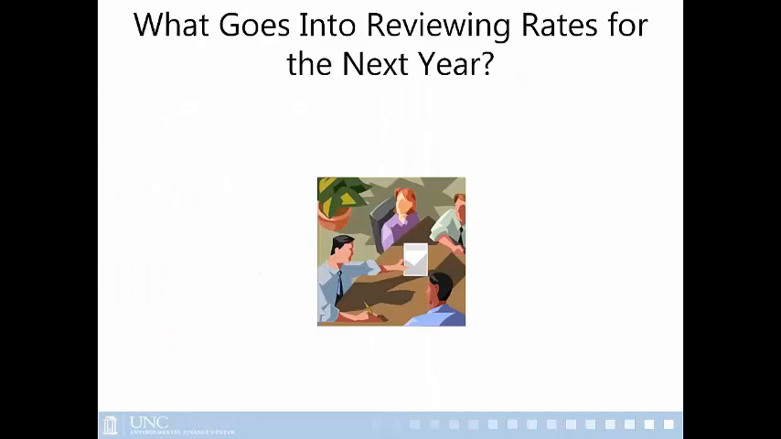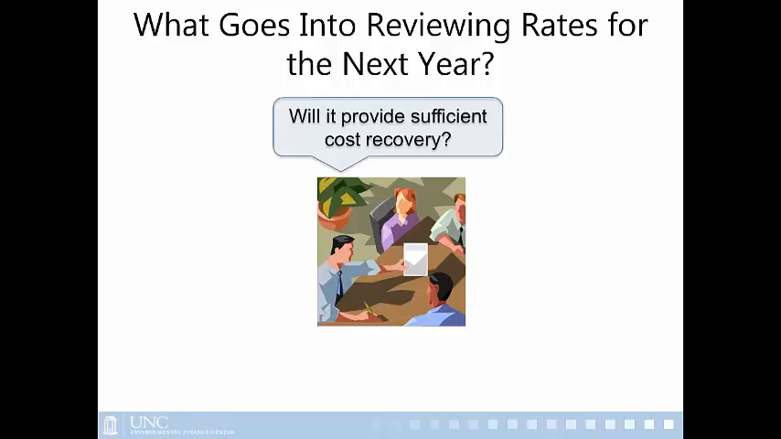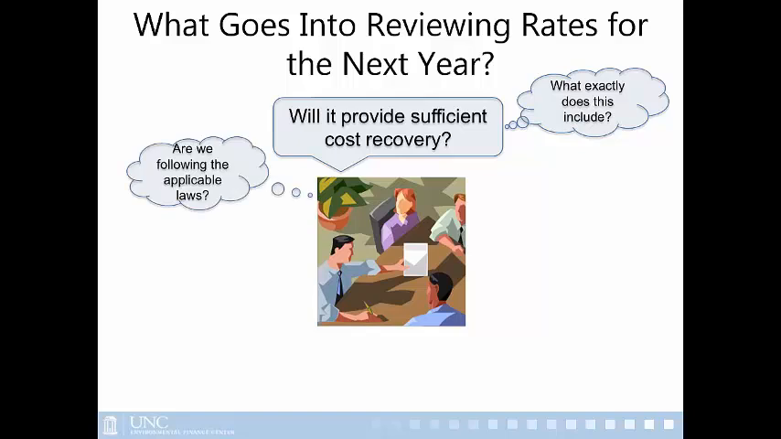So going over or reviewing rates every year, there are a lot of questions that utilities and staff have to consider. The most common, of course, is will the rate structure provide enough revenues for next year to achieve cost recovery? And there are questions about what cost recovery means or full cost pricing, what are you going to be charging for exactly and who's going to be paying for that. But there are a lot of other questions that you need to be considering.